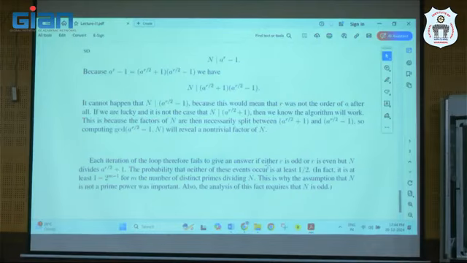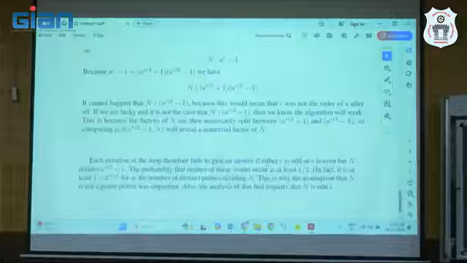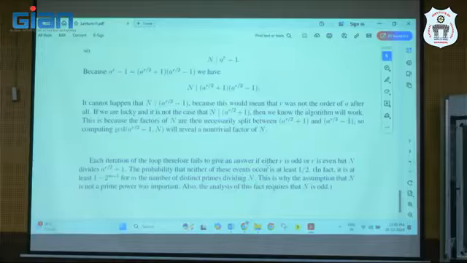We want to make it delta, tiny. Then t is log 1 over delta. Correct? So suppose you want to make it a tiny number delta, you repeat it log 1 over delta times. Correct? So this gives us all the components of the factoring algorithm. Correct?